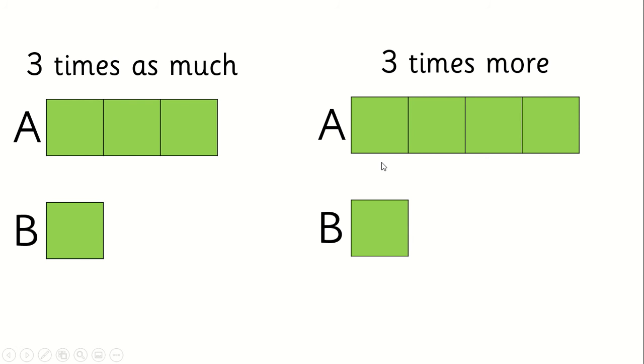Whereas over here on the right, we've got 1 equal part on the bottom, and the amount above is 3 times more or 3 equal parts more. So we can see that we've drawn 3 extra parts, each part the same size as our B down the bottom.